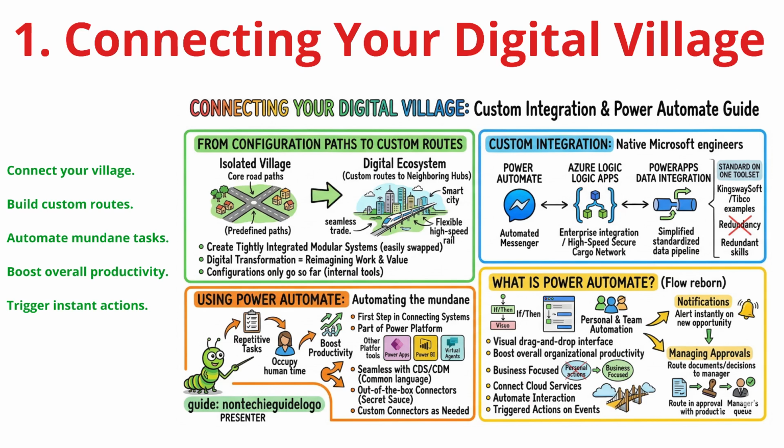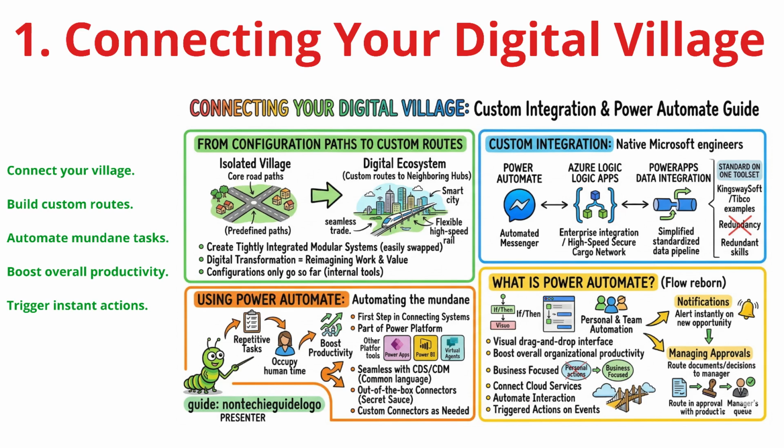Microsoft provides 3 powerful native engineers to construct these customized trade routes: Azure Logic Apps, our secure cargo network for robust enterprise integration; Power Apps Data Integration, a standardized pipeline for simple, configurable data movement; and Power Automate, your automated messenger. The first step in connecting your systems is automating those mundane, repetitive tasks that drain your team's valuable time.